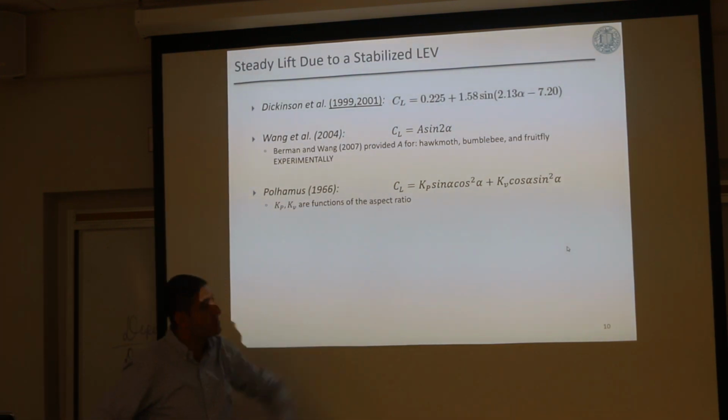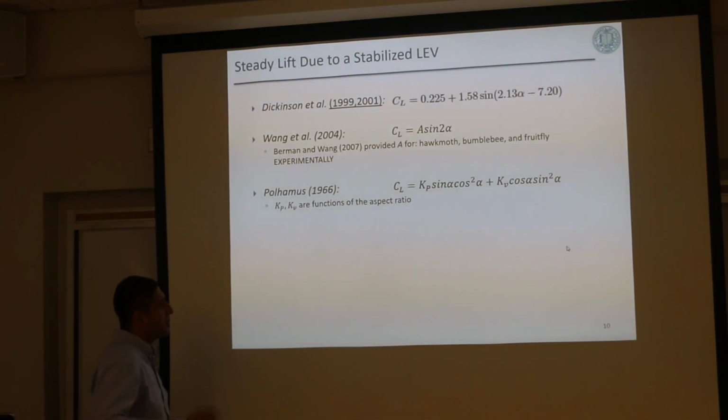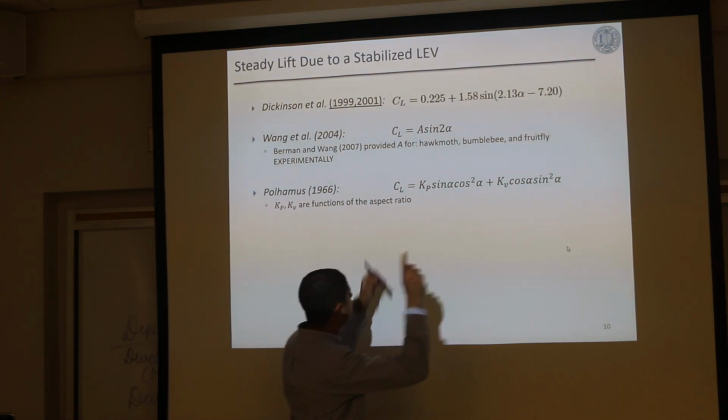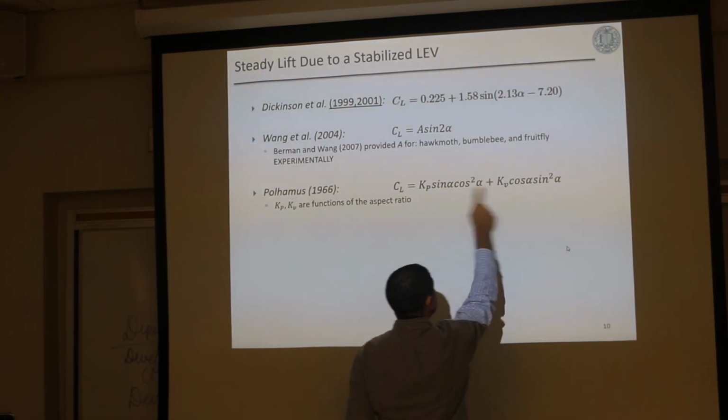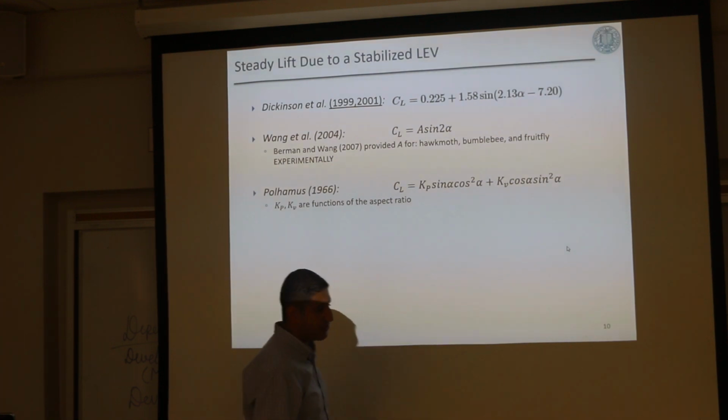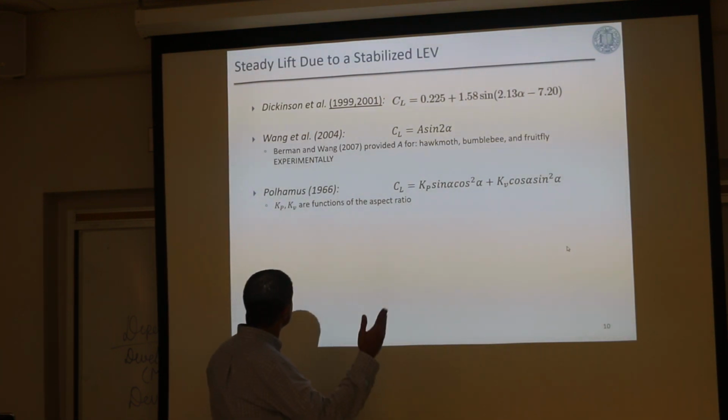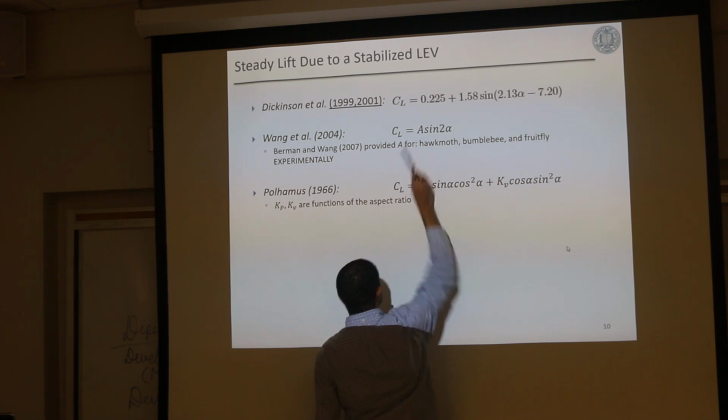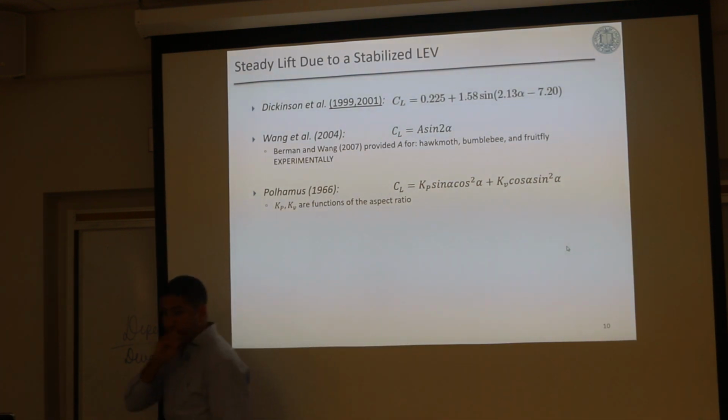And I'm just reminding you, this is Polhamos. If you apply Polhamos, it doesn't work that nice. You have to modify it a little bit. Polhamos said that these coefficients, they are strong functions of the aspect ratio. So because of that, we expect that this A is also a strong function of the aspect ratio, right?